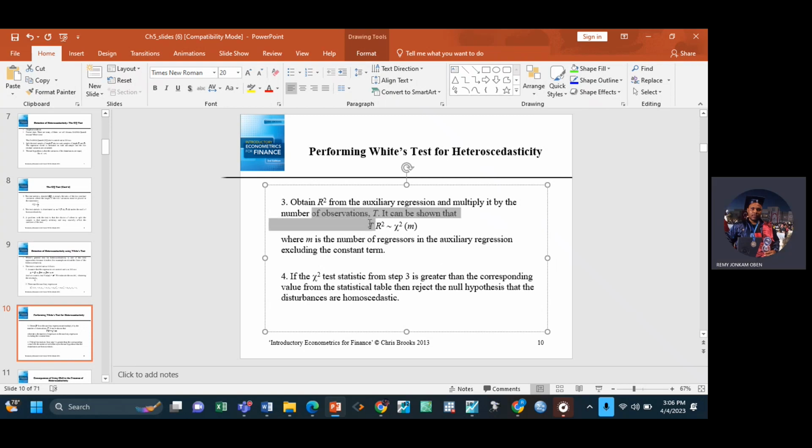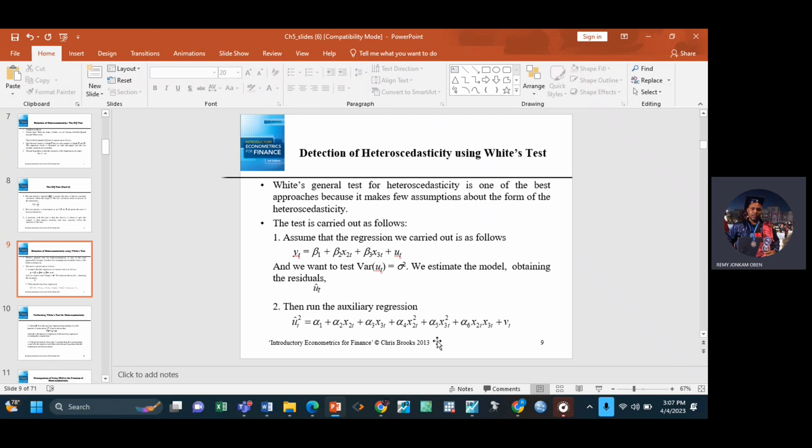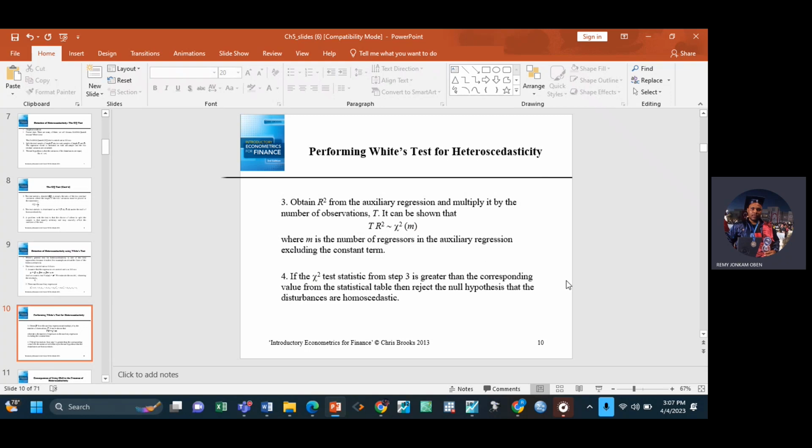You know T is a number of, hold on. Okay, yes. Obtain R squared and multiply it by T. T is a number of observations. So you see here, T times R squared. You're just multiplying the number of observations by the coefficient of determination. And this follows a chi-squared distribution, right? Here they say where M is the number of regressors in the auxiliary regression. So in this auxiliary regression, the number of regressors is represented by M.